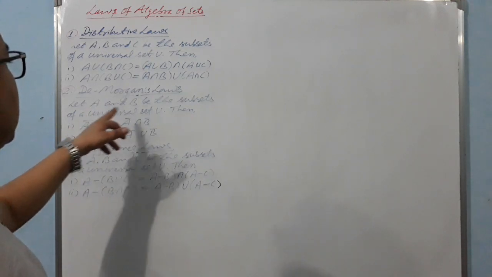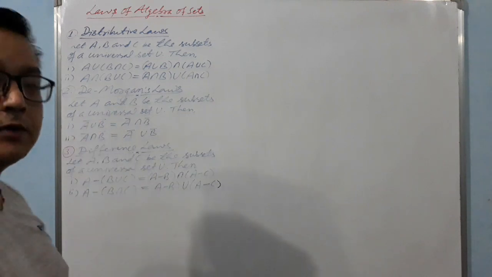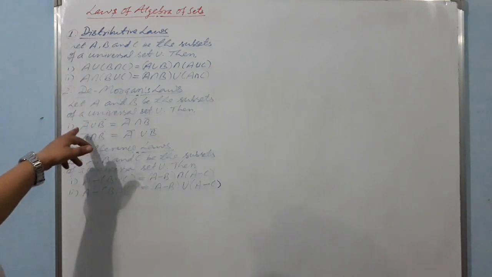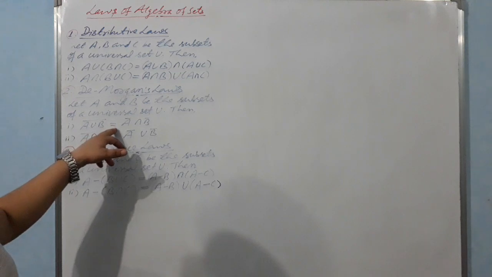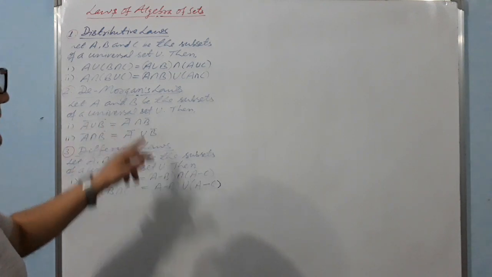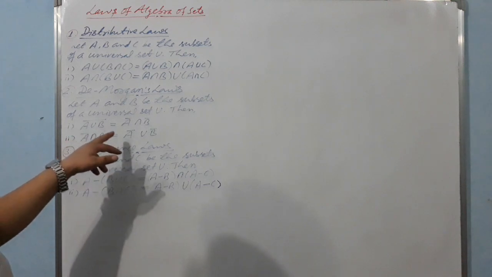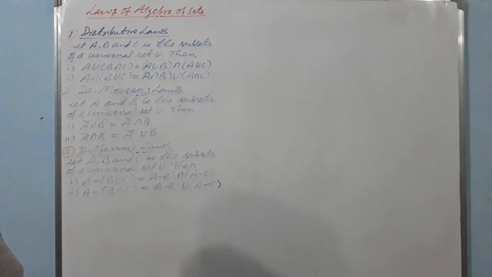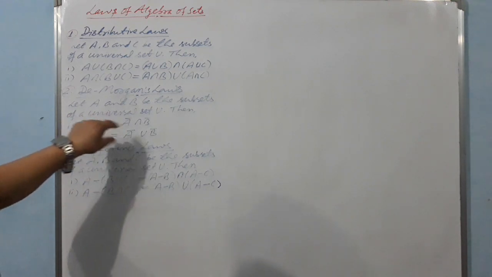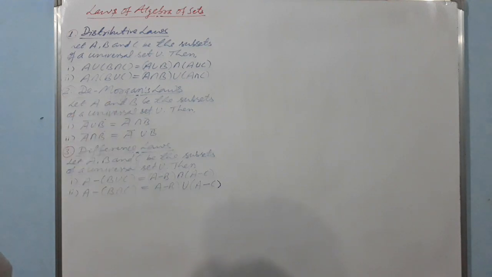De Morgan's law: A and B are subsets of universal set U. Then the complement of (A union B) is equal to A complement intersection B complement. The complement of (A intersection B) is equal to A complement union B complement. This is the statement of De Morgan's law.